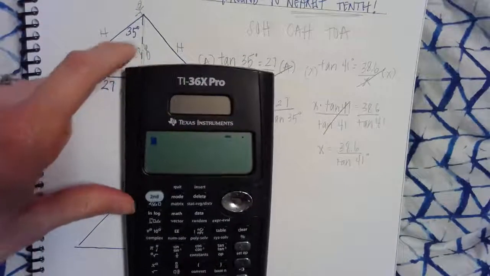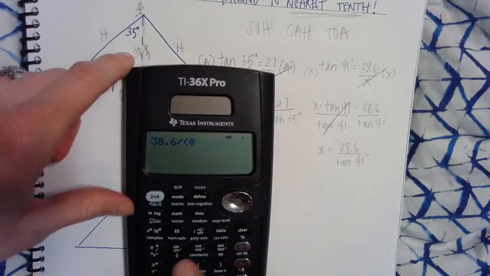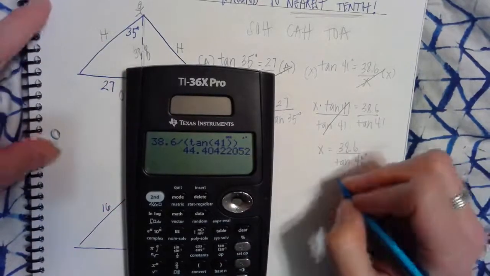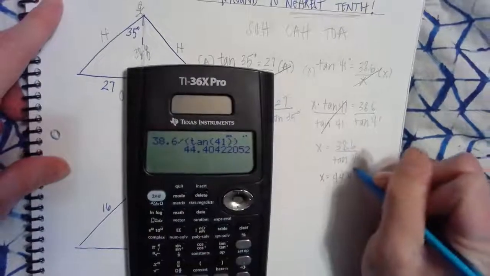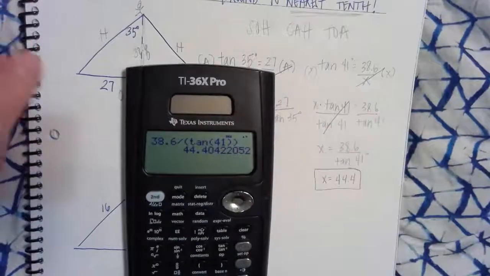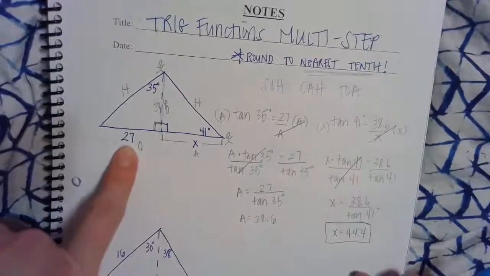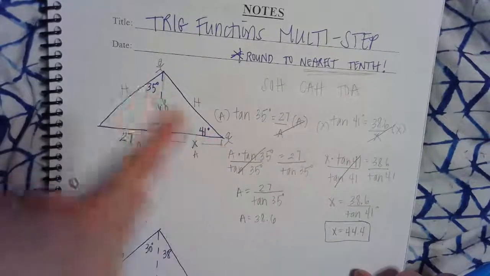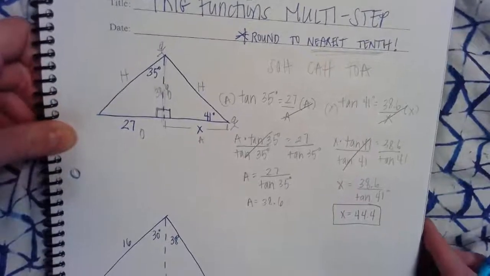Okay, again, I like to use lots of parentheses because I'm a crazy person, and that's fine. Tan of 41, and we get 44.4 for our x value, which is the perfect answer. Okay, so that's how you do this kind of problem, where you have one of the side lengths on the bottom next to your x, and then the angles are not on the bottom, they're in different spots. Okay, I was going to ask you if you had any questions, but I can't hear you.